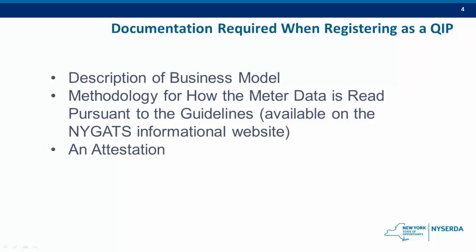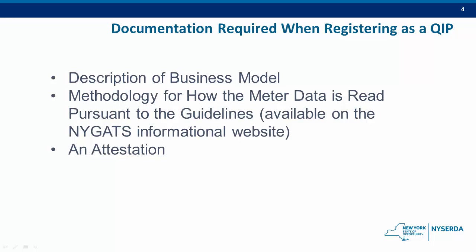The NYGATS administrator will request an attestation letter from the QIP with the following information: a description of their business model, a methodology for how meter data is read pursuant to the guidelines found on the NYGATS informational website, an attestation that the projects the QIP is looking to report data for are not owned, operated, or affiliated by the QIP other than to read the meters and report the generation to NYGATS.